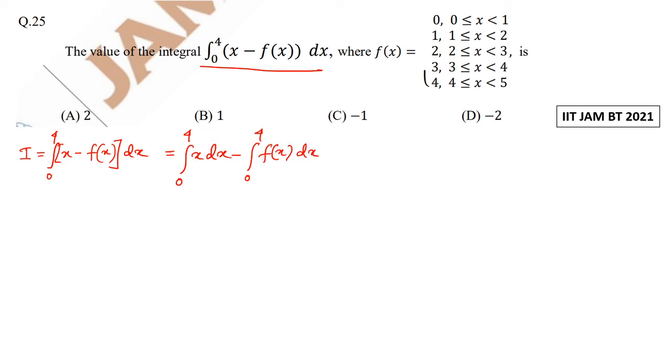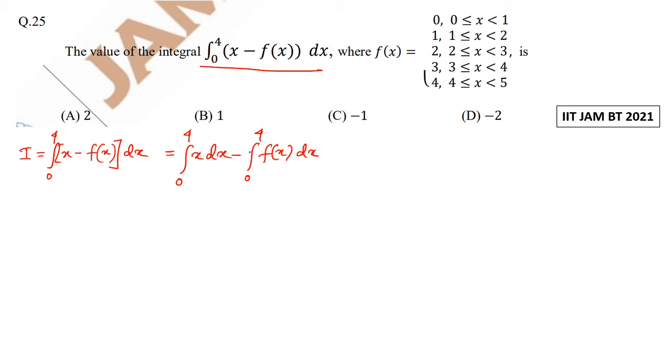Now we need to integrate x from 0 to 4, and from there we have to subtract the integration of f of x dx from 0 to 4. So we need to integrate x and we need to integrate f of x in the limit 0 to 4.